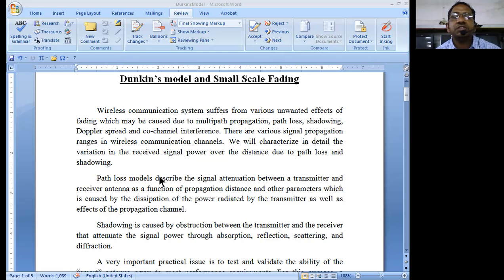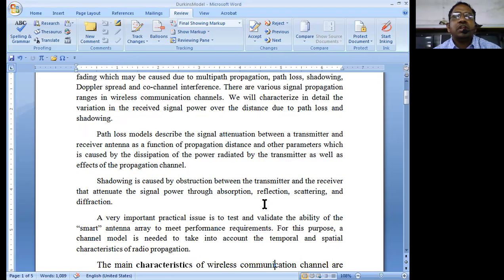Fading is caused due to multipath propagation, path loss, where there will be some attenuation in the path, so path loss, shadowing, Doppler spread, and co-channel interference. These are the major problems due to which we encounter fading in wireless communication systems. There are various signal propagation ranges in wireless communication channels. Many channels are used to propagate the signals here, so the channel propagation ranges are going to be many, based on the communication channels available to us.